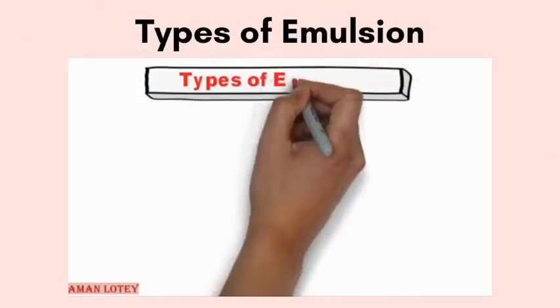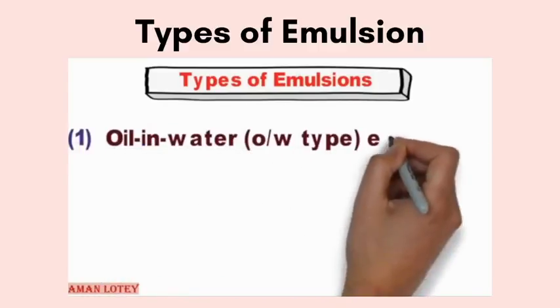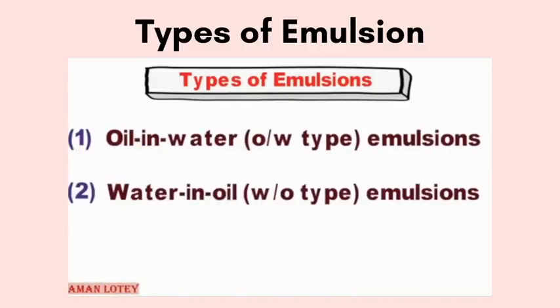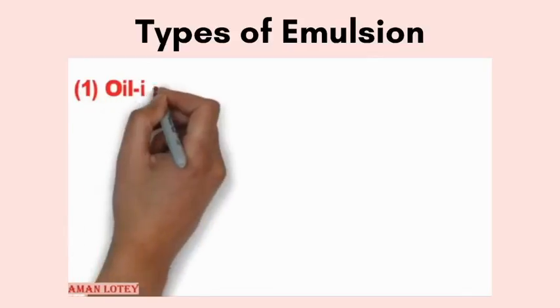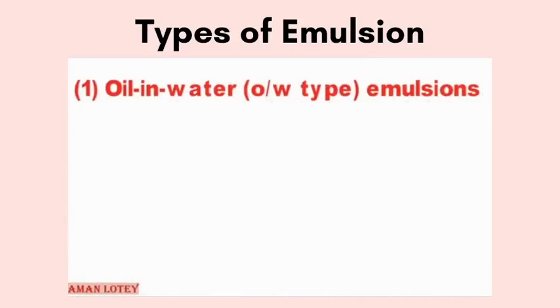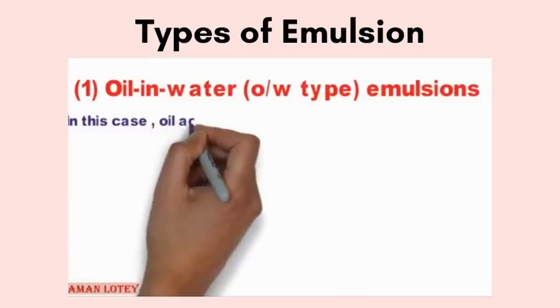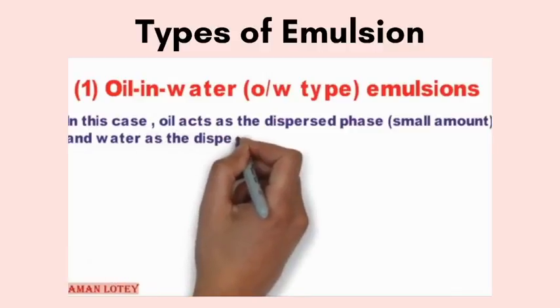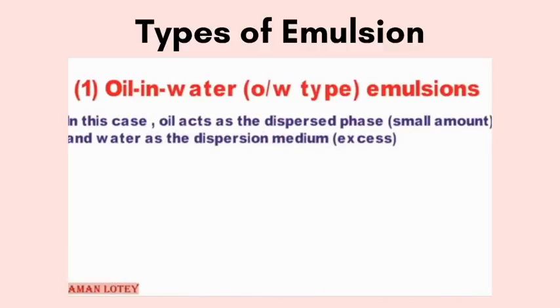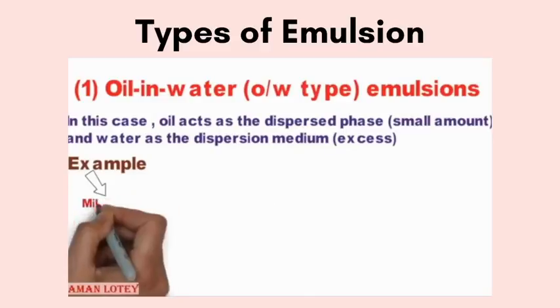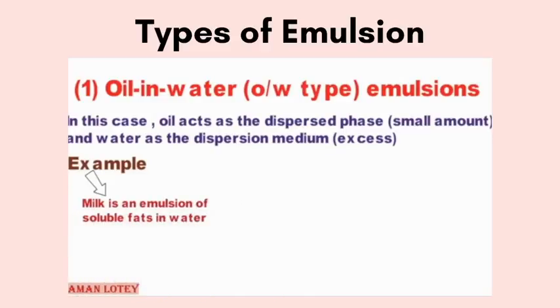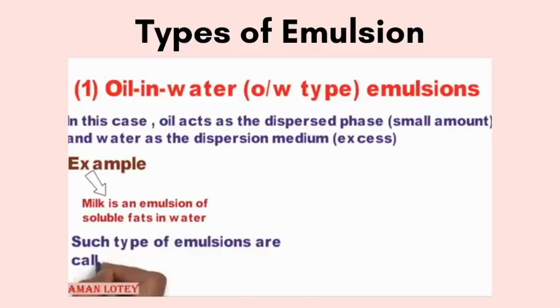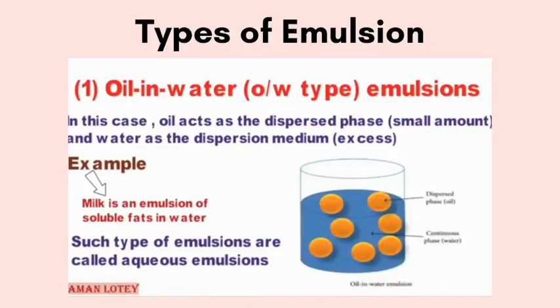There are two types of emulsions. The first one is oil in water emulsion, and the second one is water in oil emulsion. For the first type, oil in water emulsions, oil acts as the dispersed phase, in a small amount, and water as the dispersion medium, in excess. An example is milk, an emulsion of soluble fats in water. Such emulsions are called aqueous emulsions. As you can see in the picture, the dispersed phase is the oil droplets, and the dispersion medium is water.